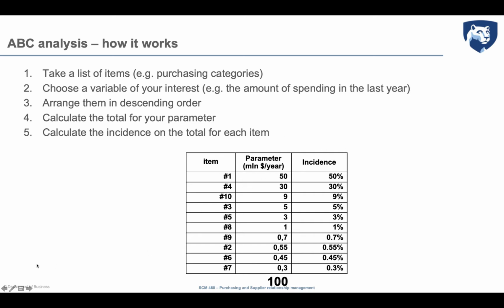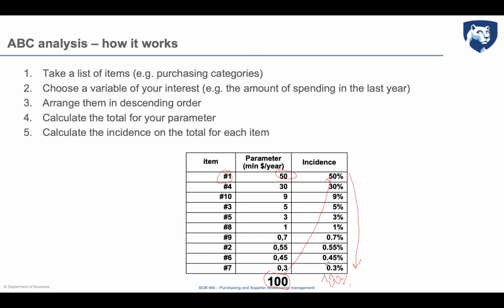Step 5, calculate the incidence on the total for each item. So we take each category. Category 1, we have spent $50 million last year on a total of 100. How much is the incidence on the total? How much does category 1 impact the total value of spending? 50%. And I do that for all the categories. So for all the categories I calculate the incidence. Of course, this at the end will give 100%.